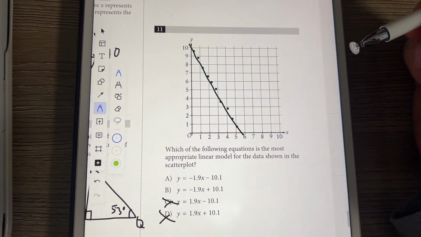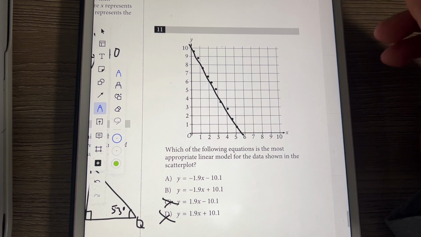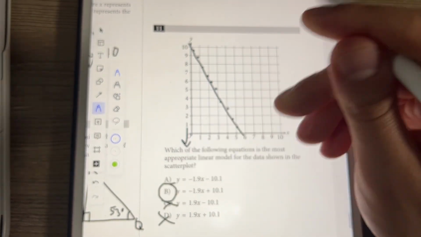If you're not sure how I found that the slope is negative, put a comment below and I'll try to answer your question. What should we do instead? Well, I see that the y-intercept here is around 10, certainly not negative 10, that would be down here, which makes B the best answer.